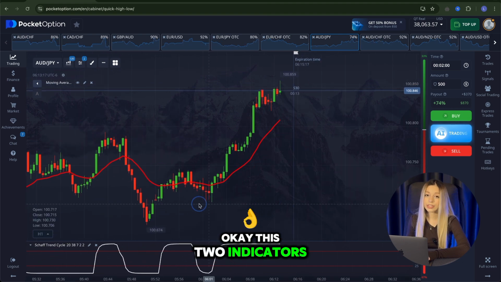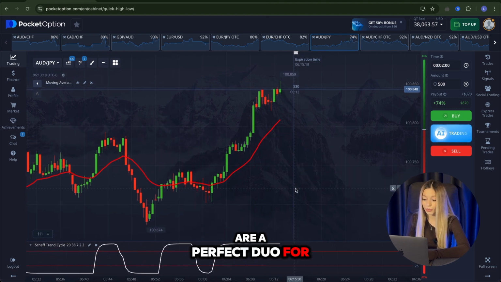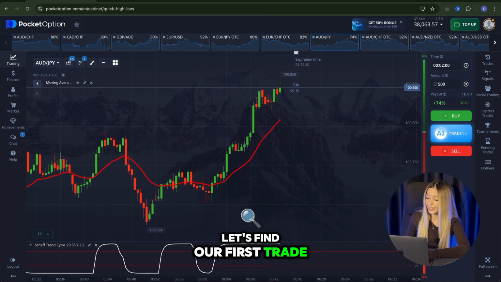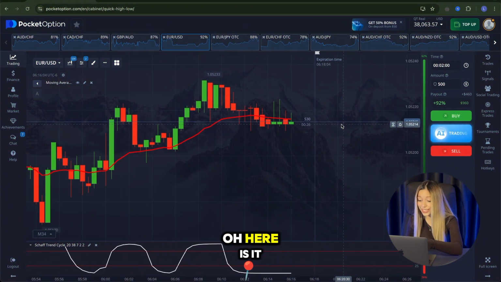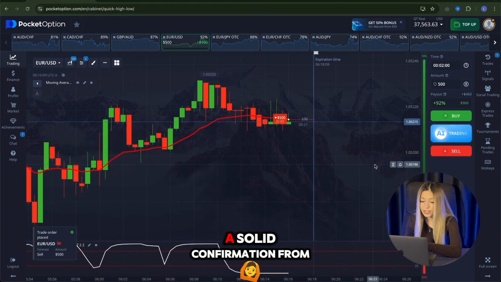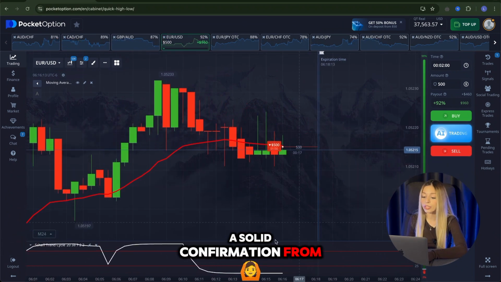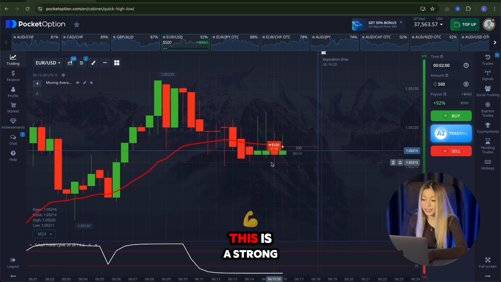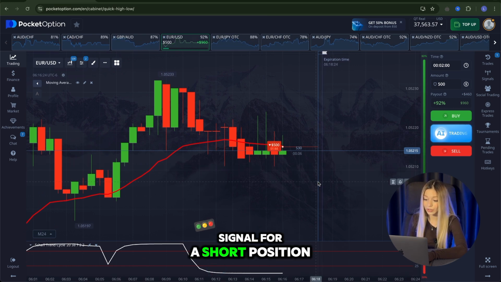Okay, these two indicators are a perfect duo for precise entries. Let's find our first trade. Oh, here it is. Okay, opening a downward trade, a solid confirmation from the Schaff Trend Cycle. Let's break down why this is a strong signal for a short position.